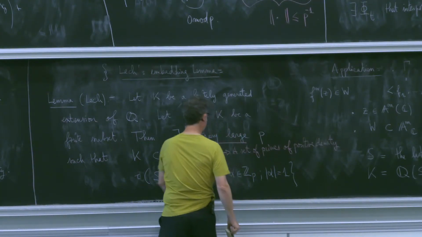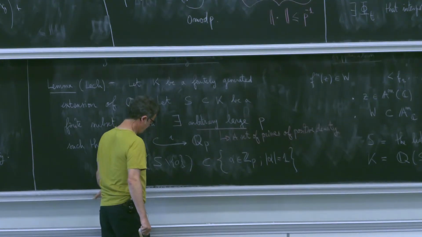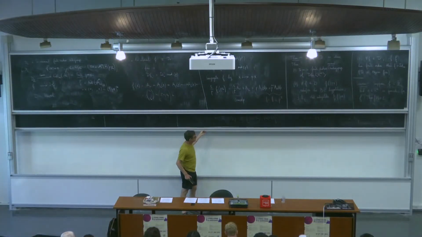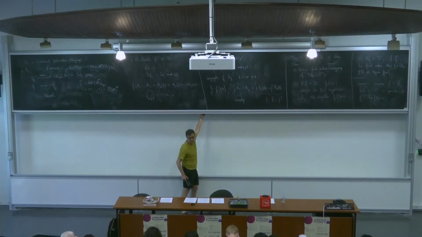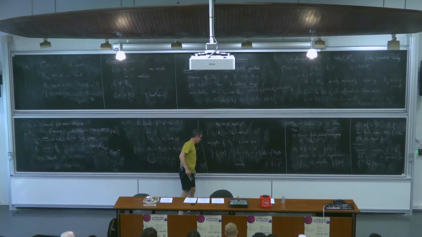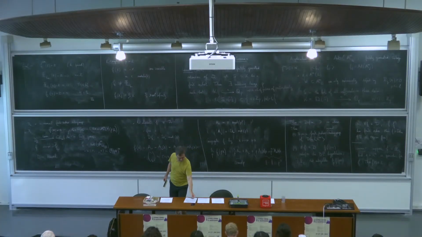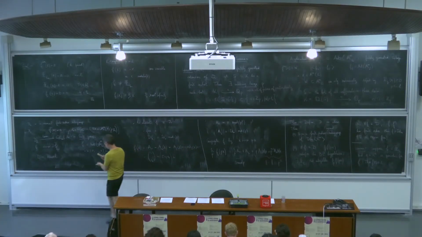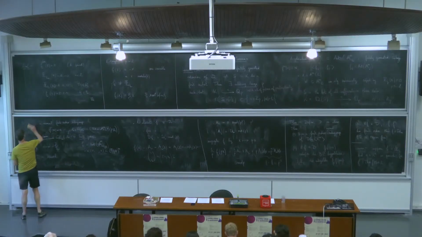But to get a positive proportion, you need something like theorems of Frobenius and Chebotarev. This I won't use. But now I want to explain ideas for the lemma.